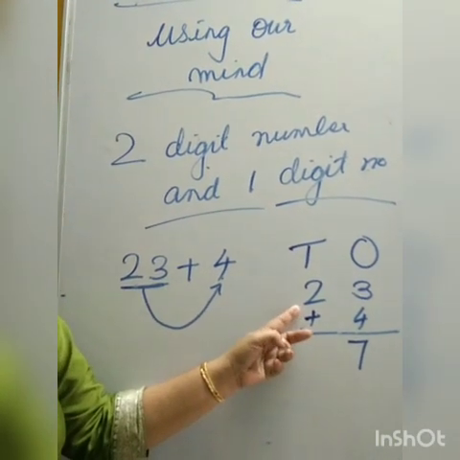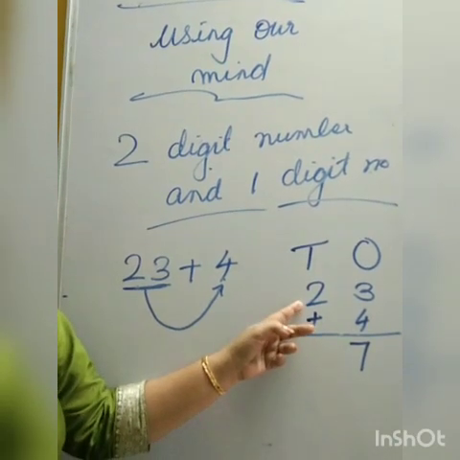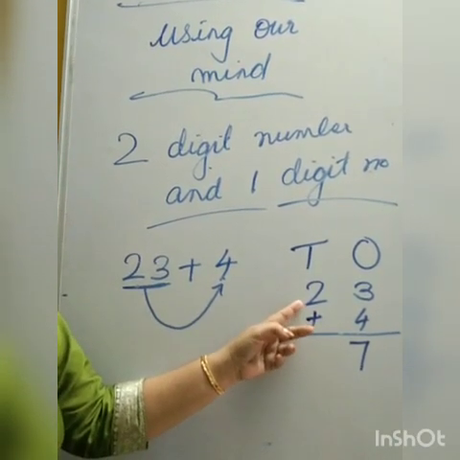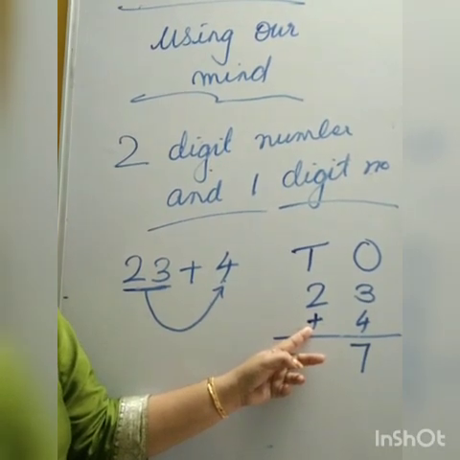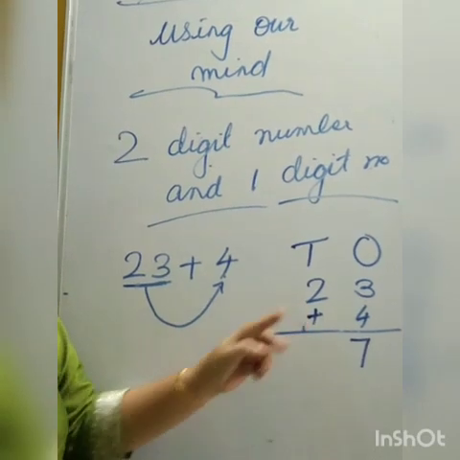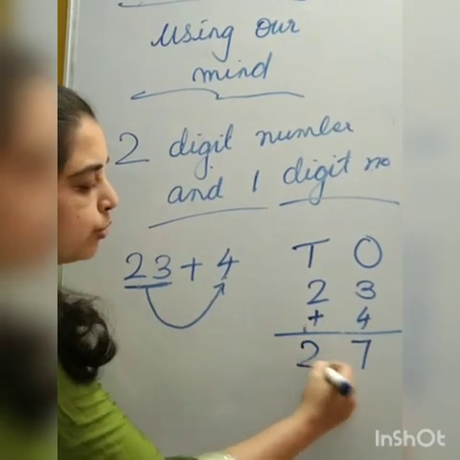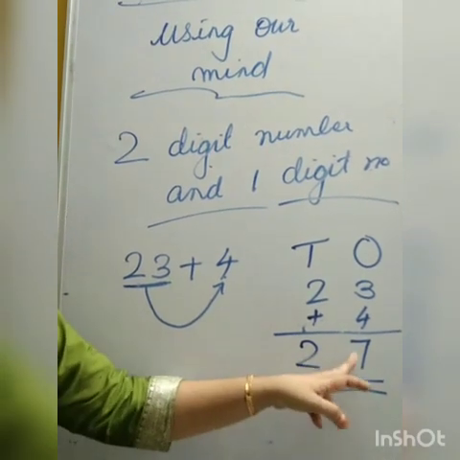Now what is the next step? See the tens place number. Here, which is the tens place number? 2. In the second step, there is no number. That means 0. 2 plus 0 is equal to 2. What is the answer I got here? 27.